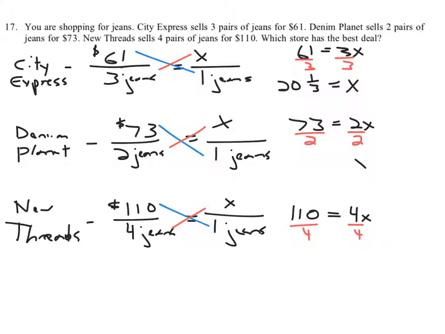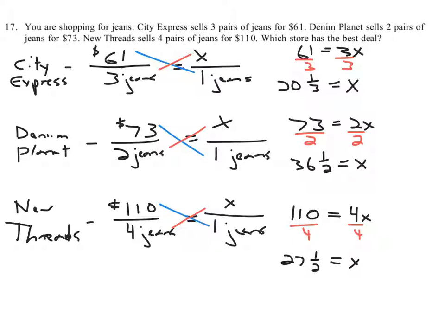Okay, I can do this one in my head too. Half of 72 is 36. So that's 36 and a half. And here I can do this one in my head. Because dividing by 4 is just like dividing by 2 and then dividing that result by 2. Dividing 110 by 2 is 55. And if I divide 55 by 2, I get 27 and a half.